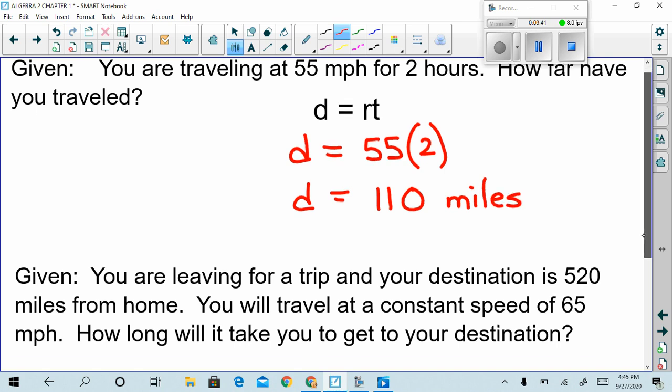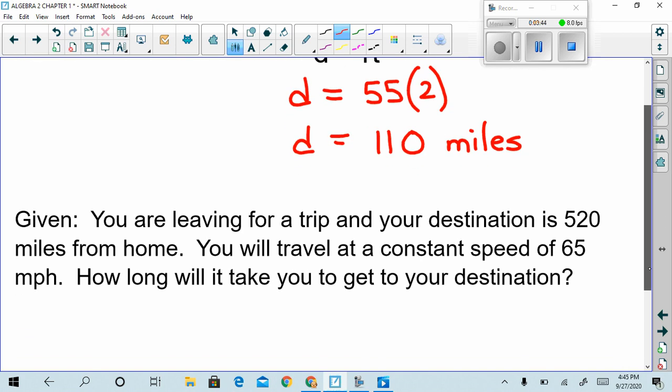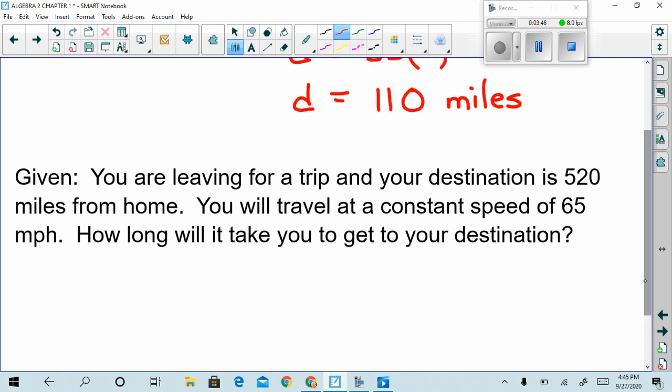Now, what if I'm not looking for distance? In my second problem, you're leaving for a trip and your destination is 520 miles from home. You'll travel at a constant speed of 65 miles per hour. How long will it take you to get to your destination? Well, distance, this is my d. This is my rate. I'm looking for how long, which is time. So if I go back to distance equals rate times time, in this one I'm not solving for d. To solve for time, I'm just simply going to take the distance and divide by the rate. We'll do that on the next slide.